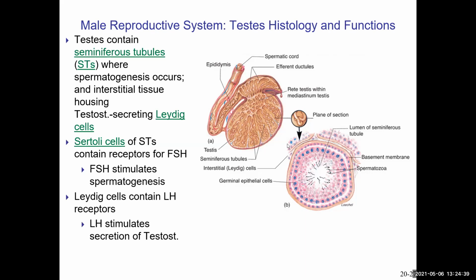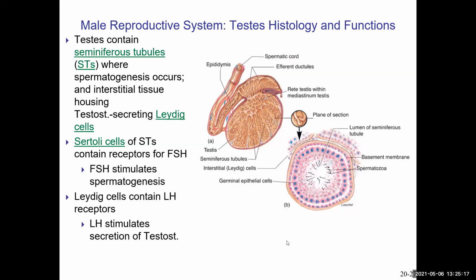On the other hand, outside the cells here, you see some other cells. You see nuclei of two nuclei here. Those cells are called interstitial cells or Leydig cells. These Leydig cells produce a hormone, and that hormone is testosterone. Okay, so here you go. Testis contains seminiferous tubules where spermatogenesis occurs, and interstitial tissue housing testosterone-secreting Leydig cells.